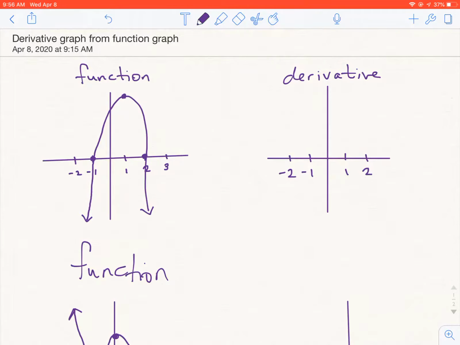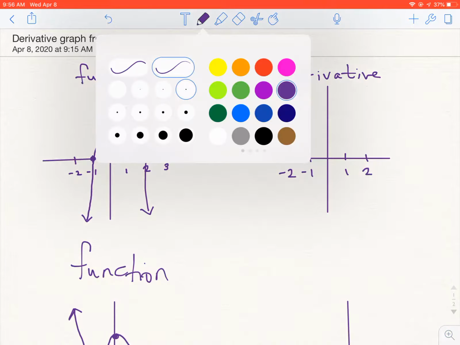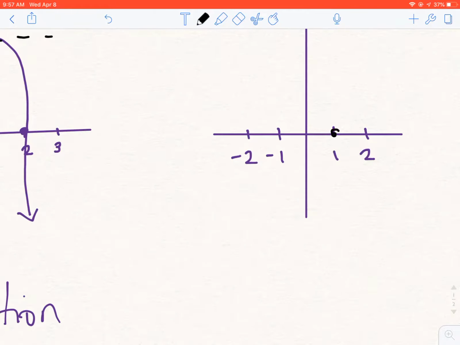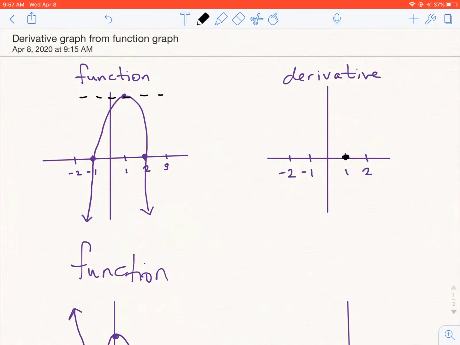Okay, so the last time we went the other way. So this time we're going to go from function to derivative. Okay, so remember the derivative is the slope of the tangent line. Notice here at this function right there, that tangent line, the slope is 0. So I know when x is 1, the slope is 0. So I know that it has to cross the x-axis at 1.